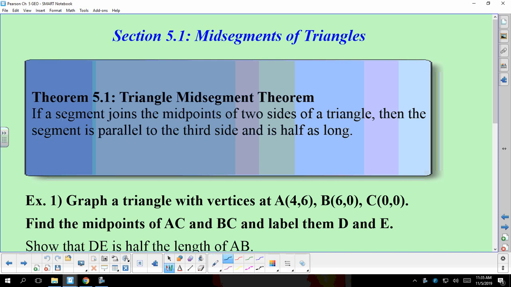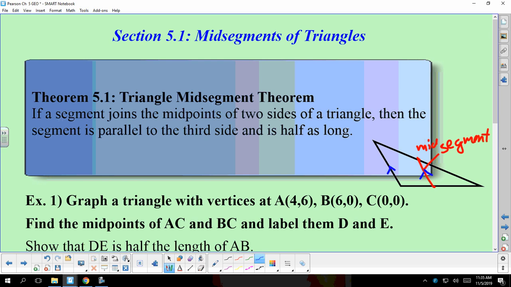We get a triangle out here. I have a triangle, and I get the midpoint of two of the sides. I find the midpoint of this side and the midpoint of this side, and I connect them. This right here is a mid-segment. That segment is going to be parallel to the side it does not touch.